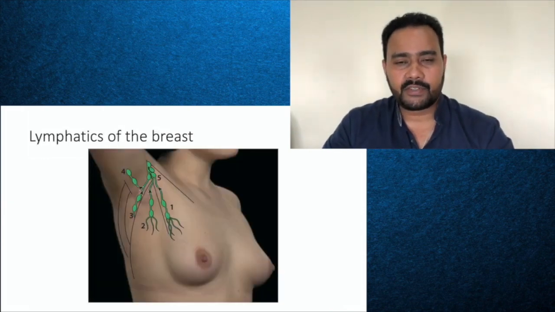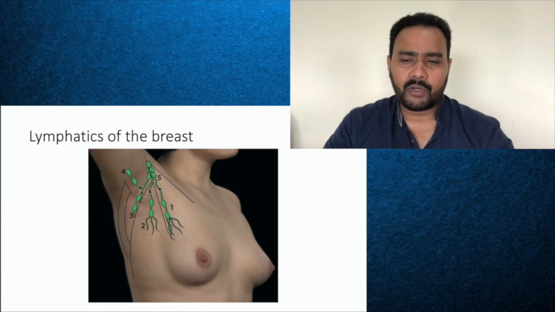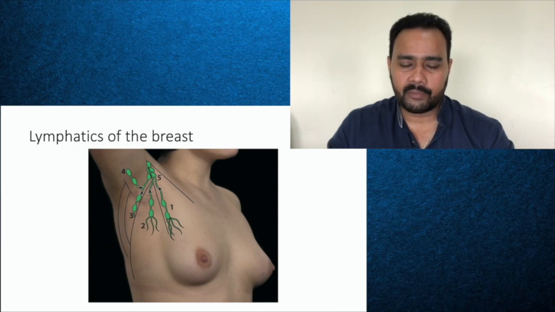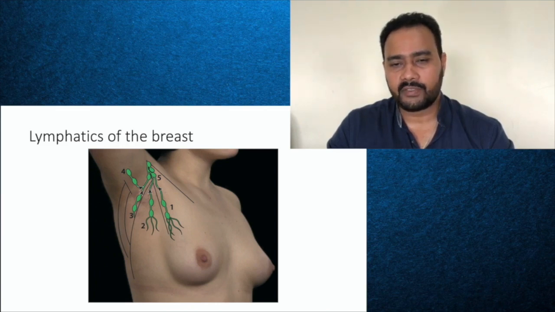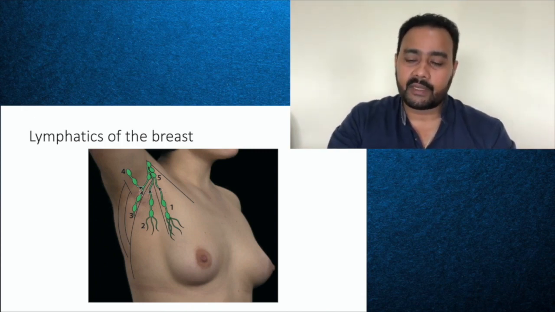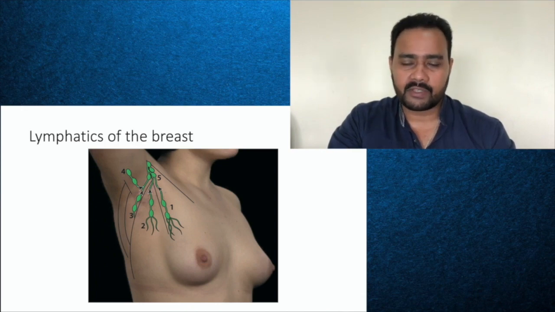Next one, if we concentrate on lymphatics of the breast, that is the axillary lymph nodes. Everybody knows there are 5 groups, right? Number 1 is called the anterior group, and 2 is called the medial or middle group. Third one we call the posterior group, fourth one we call the central group, as well as the apical group.